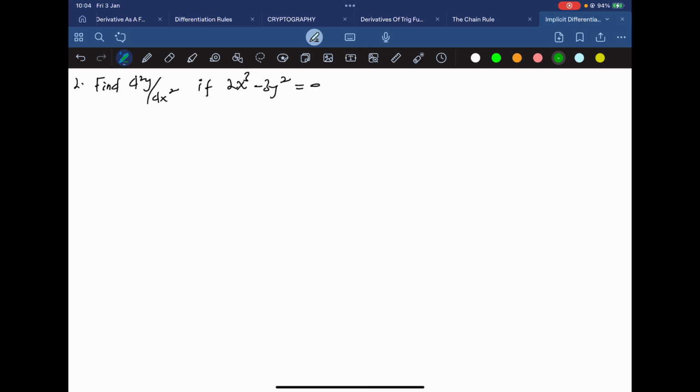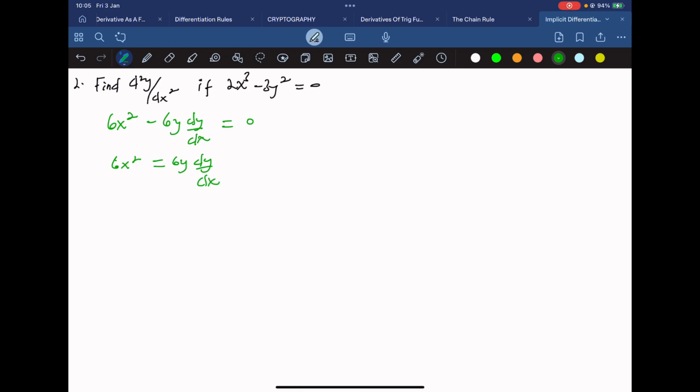So if we differentiate this first term, we have 6x squared, and if we differentiate this second term, remember we are differentiating with respect to x. So you have negative 6y, but since it is not x, you have to add dy/dx. And if we differentiate 0, which is a constant, you get 0. In this case, we can just send the negative 6y dy/dx to the right hand side, so it becomes 6y dy/dx.